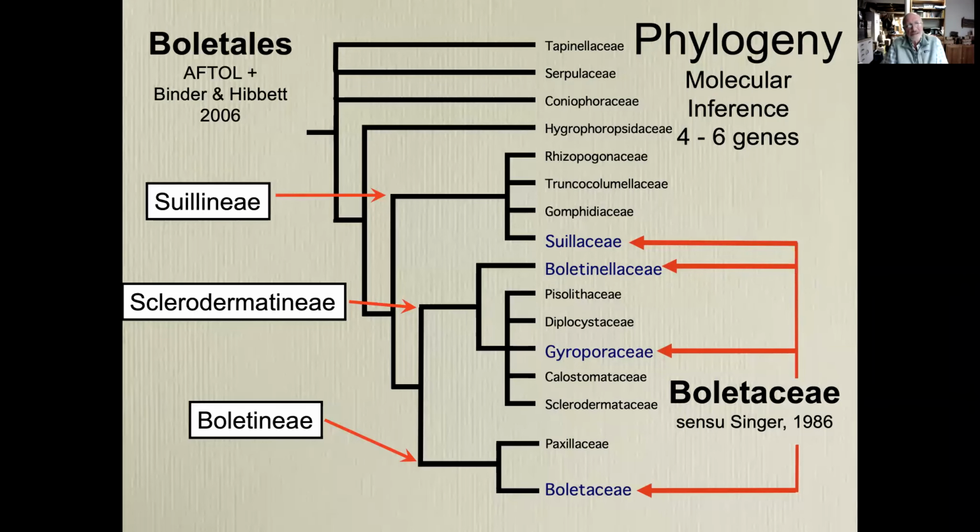Once it was discovered that boletes had DNA, the family Boletaceae, in the sense of Rolf Singer, got carved up into 4 additional families, which were placed in 3 suborders of the order Boletales. This was back in 2006, in a landmark paper published by Manfred Binder and David Hibbett.